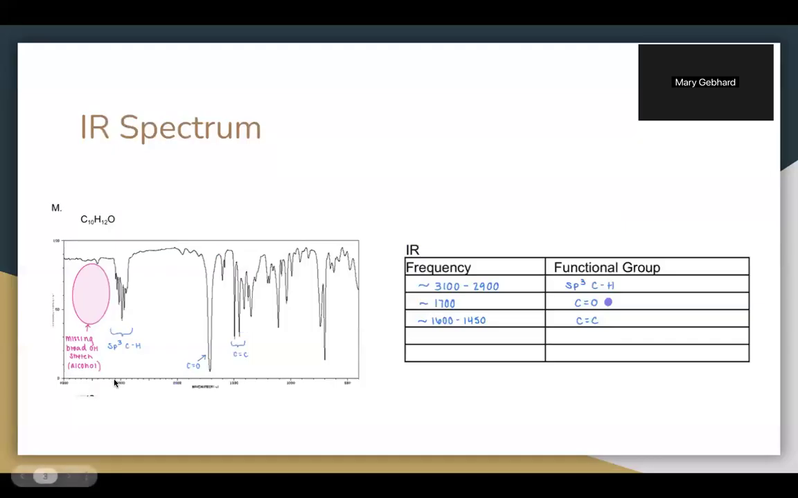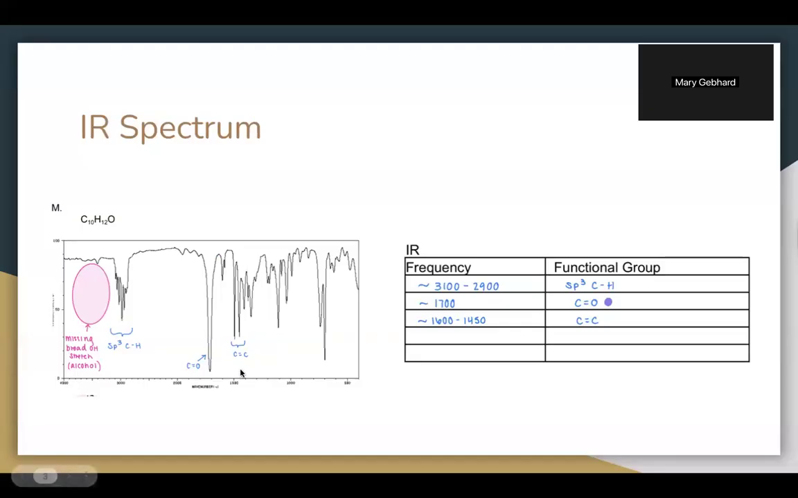Right next door, I did identify an sp3 CH group, and this was between 2900 and 3100. And to me, this supported the presence of an aromatic ring existing in my structure. So that was the first functional group that I noticed.